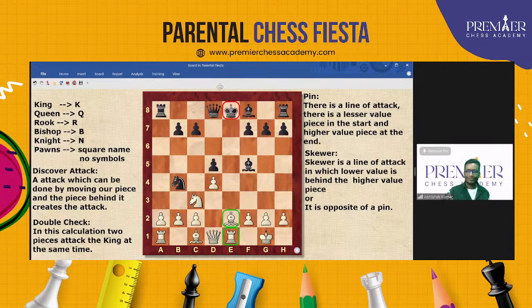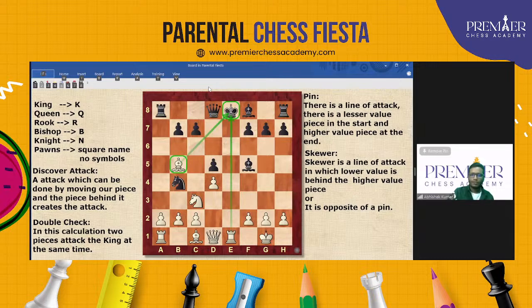Double check. Kuldeep sir, Aruna ma'am, yes, your answers are absolutely correct. It is a double check. When we are playing the bishop onto B5, not only the rook is attacking the king, but also the bishop is attacking the king. So two pieces attacking the king at the same time. We say it's a double check. Very good. Okay. One last puzzle on double check.